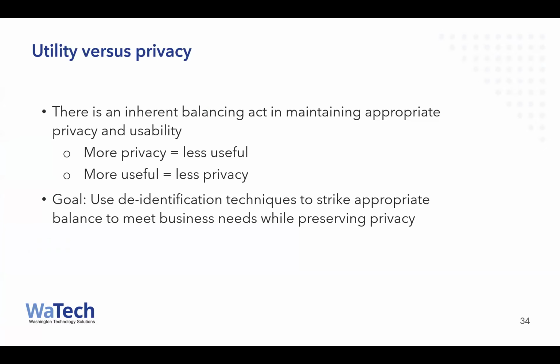So if we had this on an axis, on one end you would have maximum privacy and no utility, and on the other end you'd have maximum utility and no privacy. And the goal of thinking about these different techniques and thinking about where you set this risk threshold is to really be able to use de-identification to find the right balance between what those business needs are, what that utility is, while also preserving privacy.